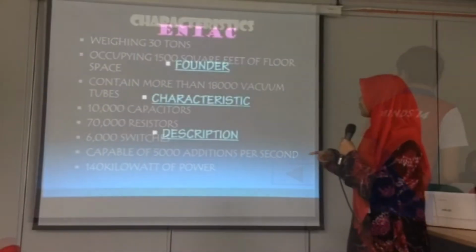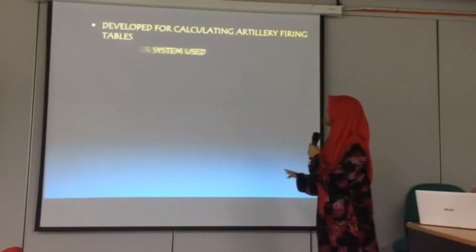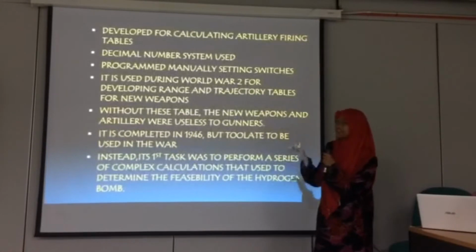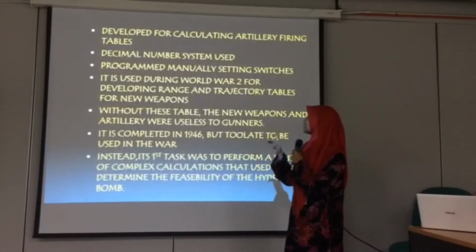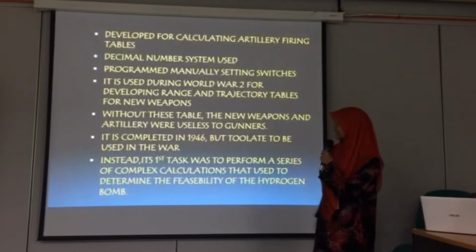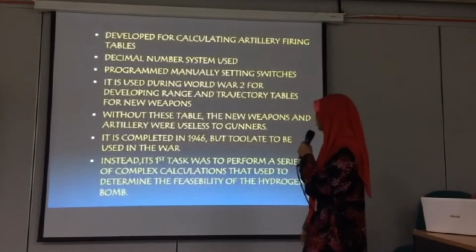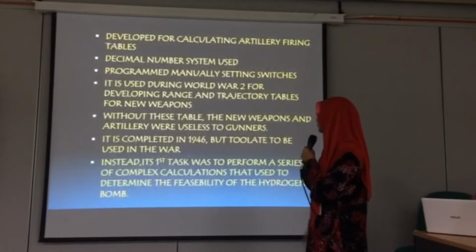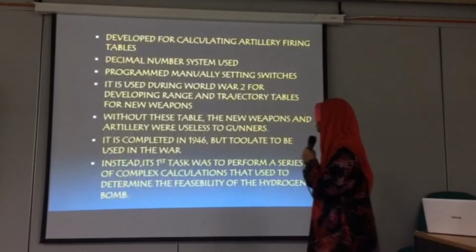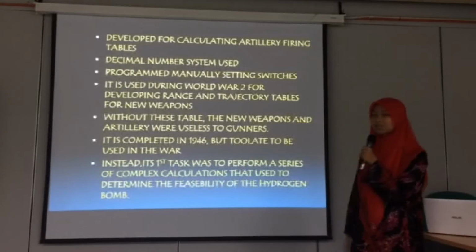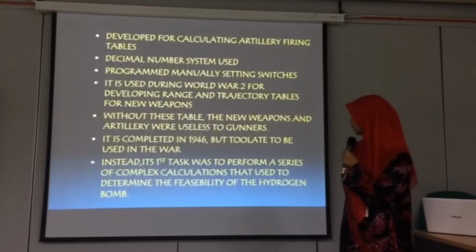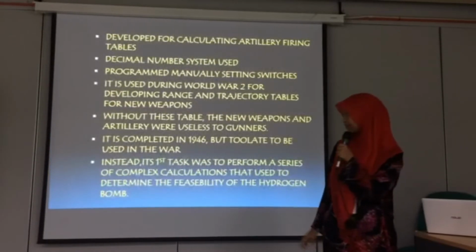Okay, so for the description, I will brief you. First, it was developed for calculating artillery firing tables, used a decimal number system, and was programmed by manually setting switches. It was used during World War II for developing range and trajectory tables for new weapons. Without these tables, the new weapons and artillery were useless to gunners. It was completed in 1946, but too late to be used in the war.